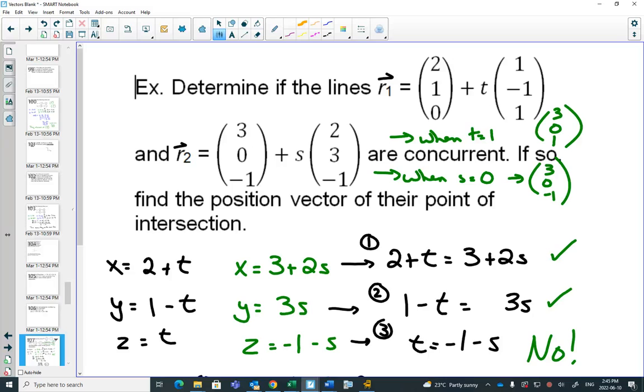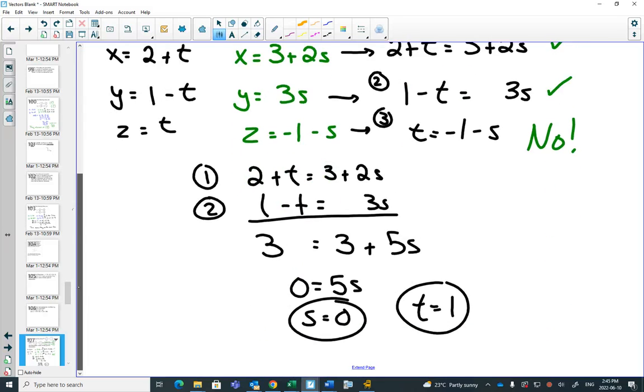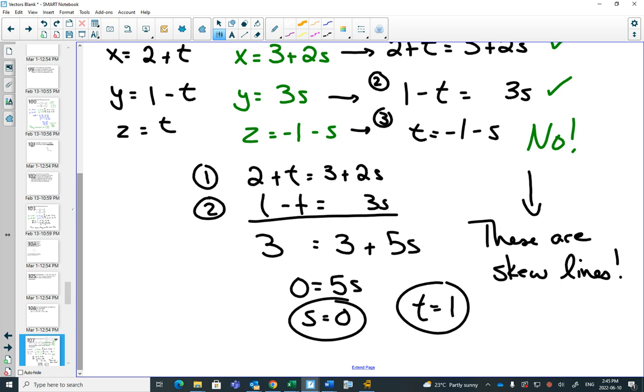But in order for them to intersect, the z coordinate would also have to be the same. So we can make a statement at the end of this one. That these are skew lines. Skew lines means two lines not parallel but never intersect in 3 dimensions.